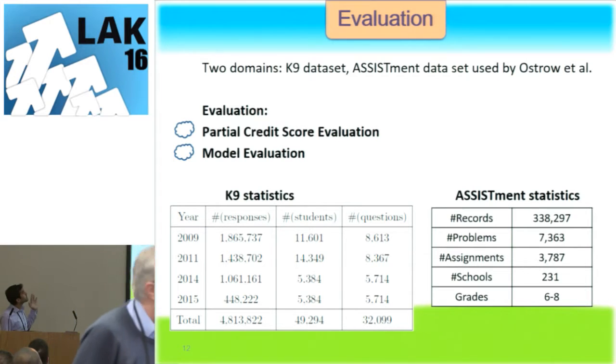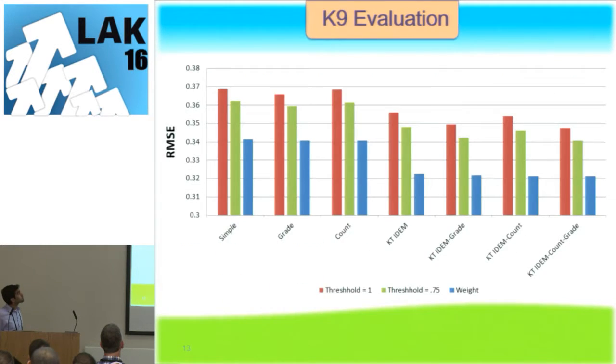With the K9 dataset, we had 4 different years of data, with almost 5 million records, which is kind of a lot. I'm going to present just the K9 dataset evaluation. On the y-axis, you can see the RMSE value, where lower is better. On the x-axis, you can see the different models. I'm going to introduce each of them separately.